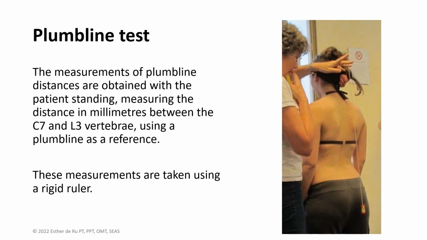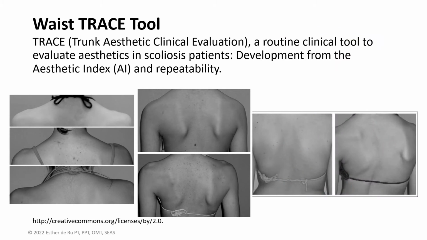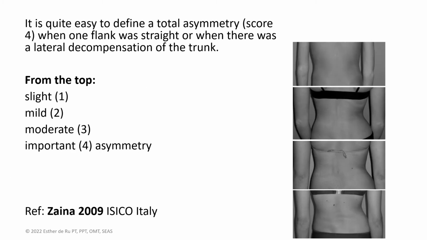The classic plumb line test can be used to see if somebody is in alignment, yes or no, and it can be used in standing and in sit. The waist trace tool can be used to assess static posture. It is mostly used with our scoliosis patients. It looks at the asymmetry of the flanks and rates it as slight, mild, moderate, or important asymmetry.